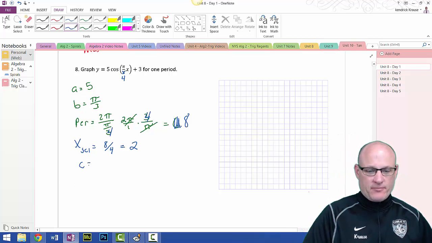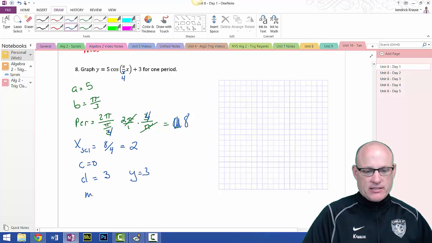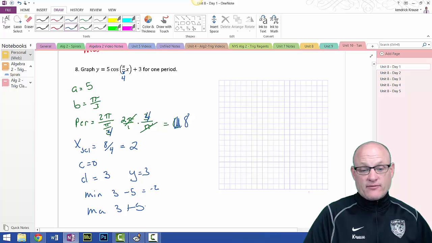I don't have a C. My D is 3, or y equals 3. My min is 3 minus 5, or negative 2. My max is 3 plus 5, or 8. And I'm ready to graph.